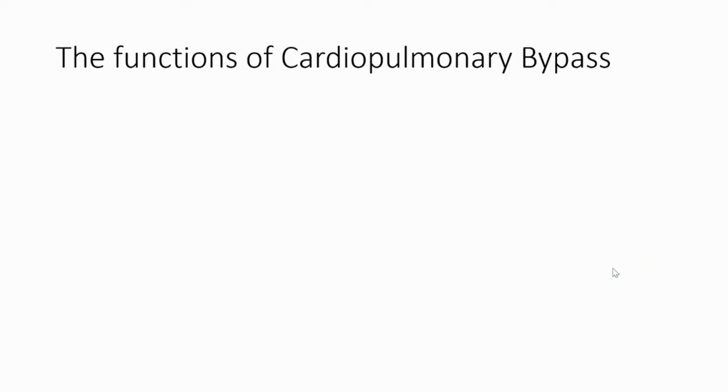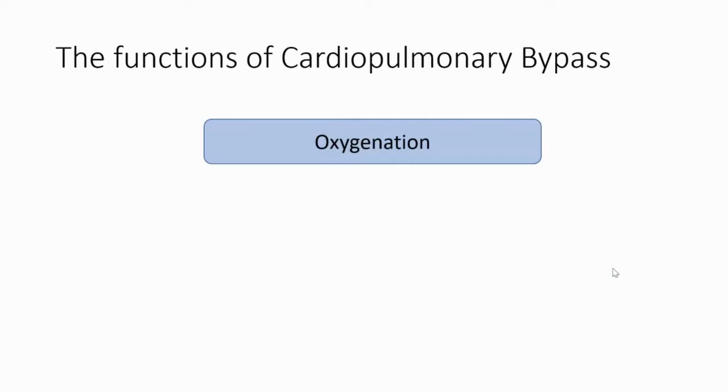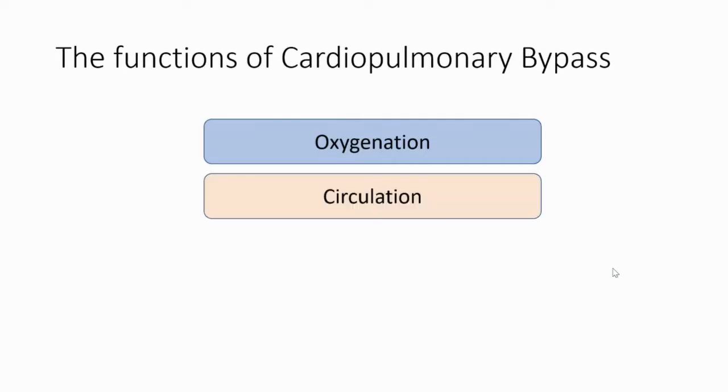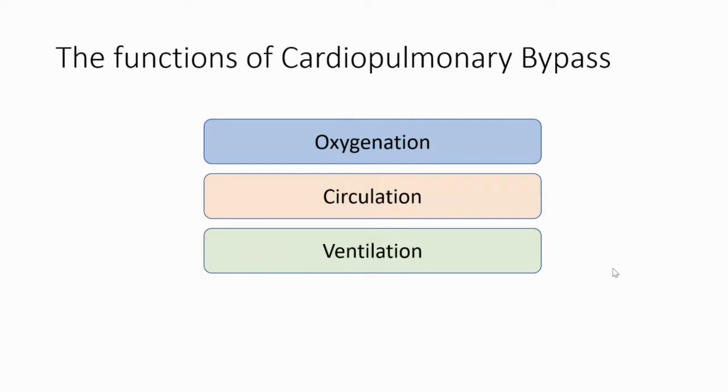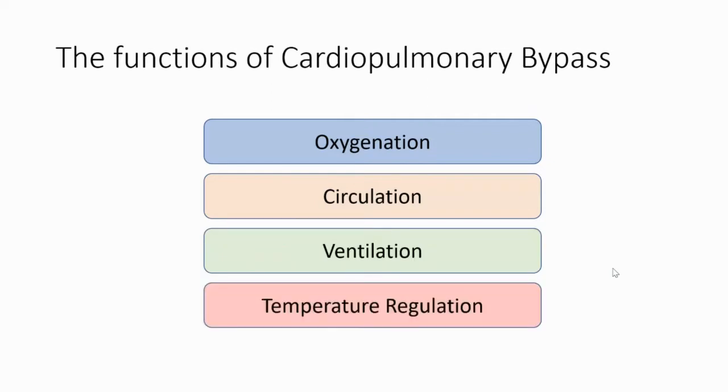And so to begin with, I'm going to describe the functions of cardiopulmonary bypass, which are firstly to oxygenate blood, to circulate the blood around the body, to ventilate blood, as well as to regulate the temperature of the blood. These are the four main functions.